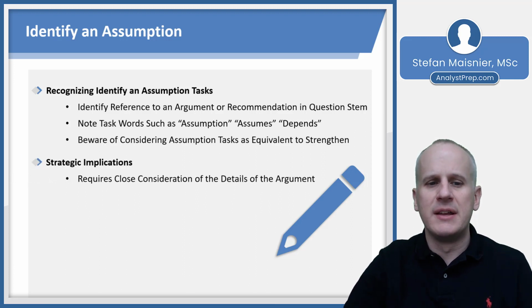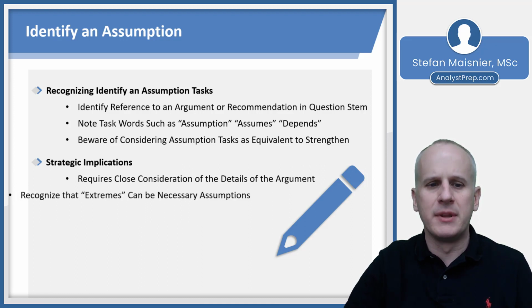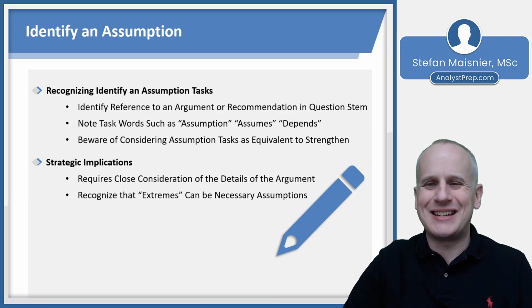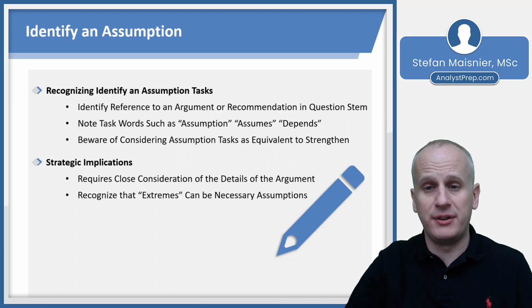So strategically, you want to closely note the details of the argument when you have assumption tasks specifically. Note that extremes can be necessary assumptions. So when you see absolute terms, superlatives, alls, nones, while that may seem like a reason to eliminate because it goes so far, because assumptions are necessary, you actually, in many cases, for assumption tasks, want to make sure that you catch that these things may need to be necessary.